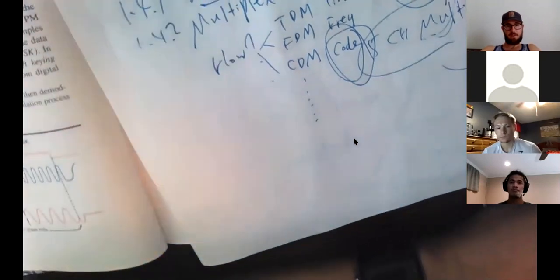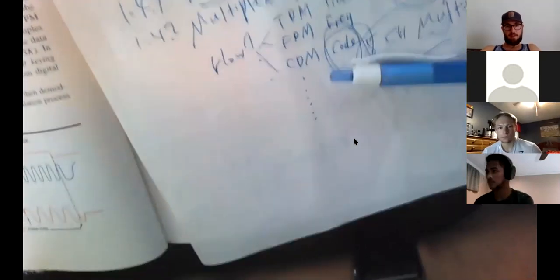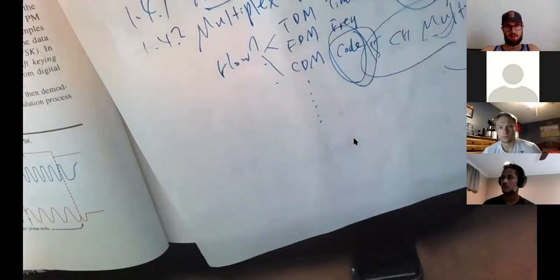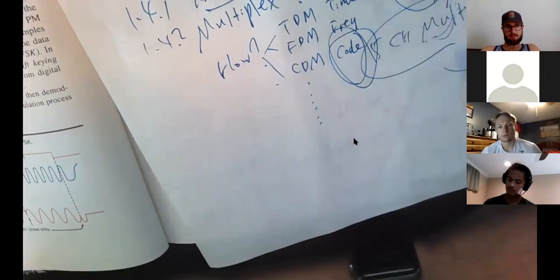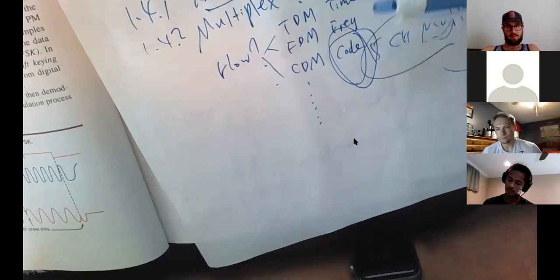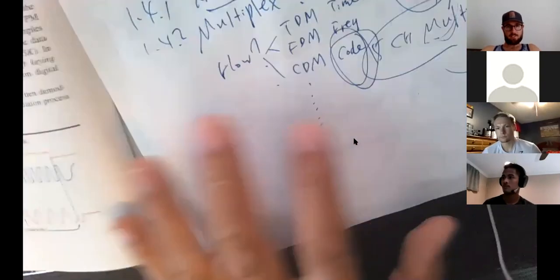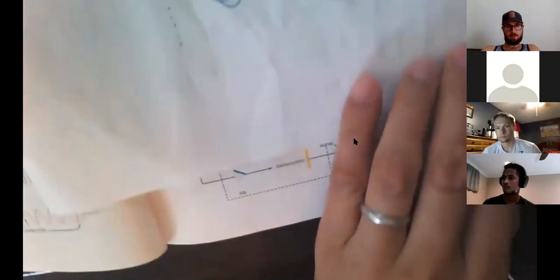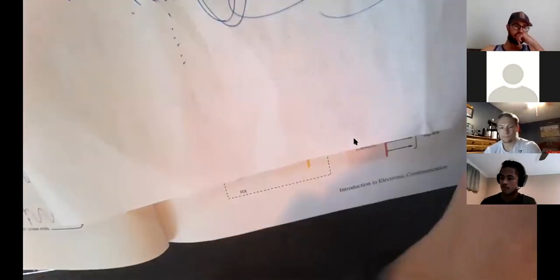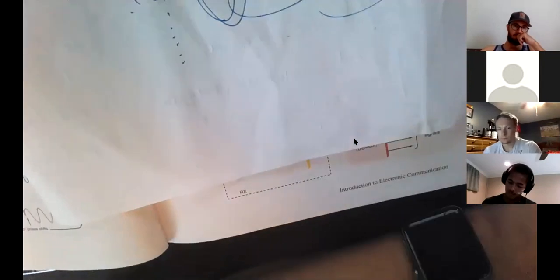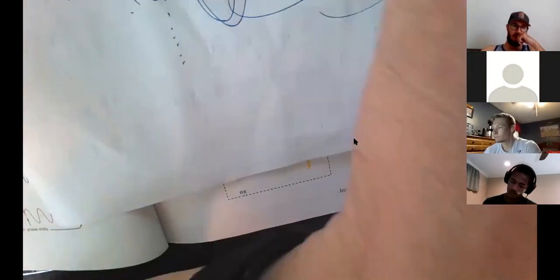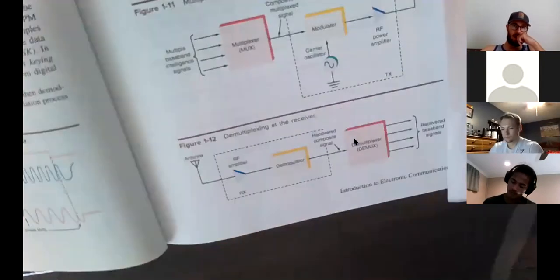So that's code division multiplexing. Everybody talks with a different type of code. It's kind of crazy, but it works actually. So that's the multiplexing and demultiplexing. On the receiver side, you need a demultiplexing. On the transmitter side, you mux them together.